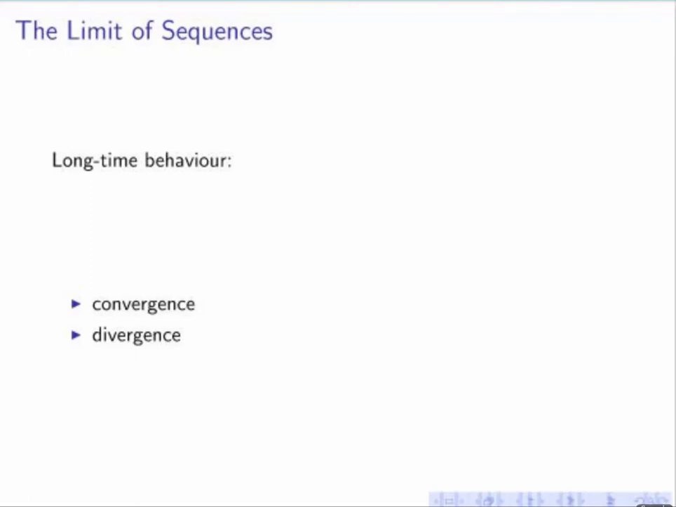Let's talk about limits of sequences. With limits, I mean if you have a sequence a_n, then I'm really interested in what happens to the sequence if n is a big number, a really big number. Sometimes this is also called the long time behavior of a sequence. We will encounter basically two possibilities, which is convergence and divergence.